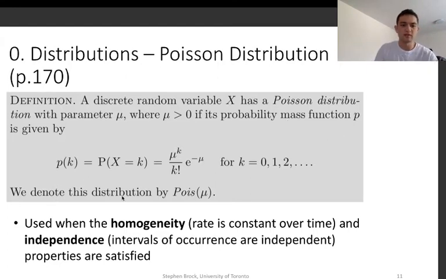We denote this distribution by Poisson of mu. And in order to use a Poisson distribution, you need certain criteria to be satisfied. One of the criteria is the homogeneity property. This means that the rate at which events occur, which is mu, the rate parameter, is constant over time. And you require the independence property, which means that intervals of occurrence are independent. I believe that covers the requirements for the Poisson distribution.